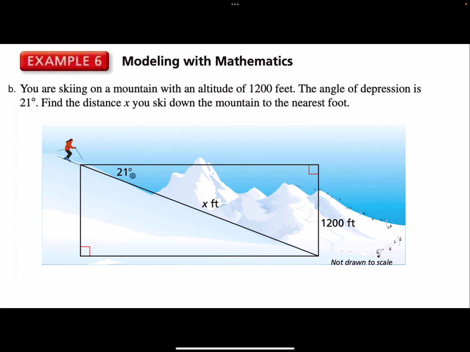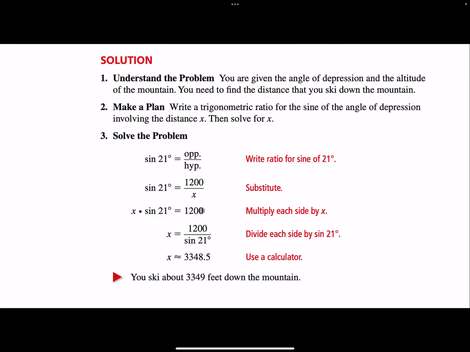So if I want to find a trig function of 21 and use my opposite and my hypotenuse, which one would I use? So, ka, toa. Which one has opposite hypotenuse? Good, it's SOH, right? It's the sine function. So I would find the sine of 21 equals 1200 over x. And I would solve that.